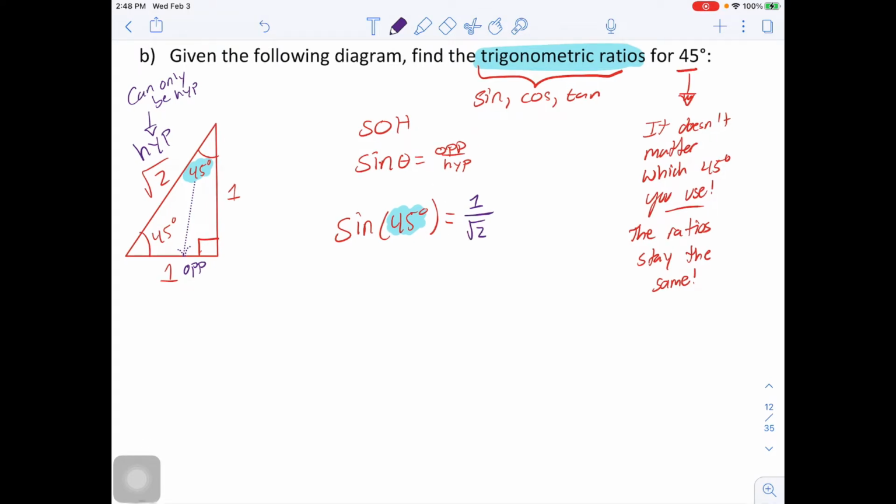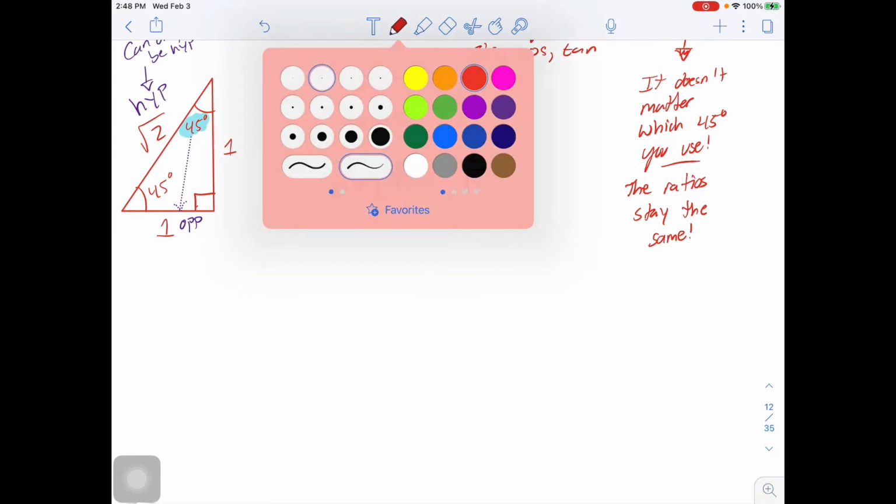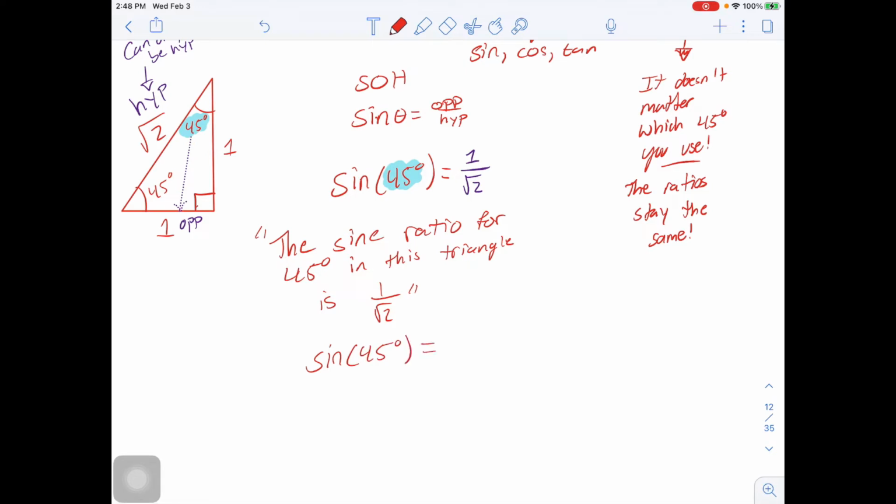So there we go. You're done. You pretty much have stated this. You can now say the sine ratio for 45 degrees in this triangle is 1 over root 2. Stating this in math terms is literally just putting it as this: sine 45 degrees equals 1 over root 2.